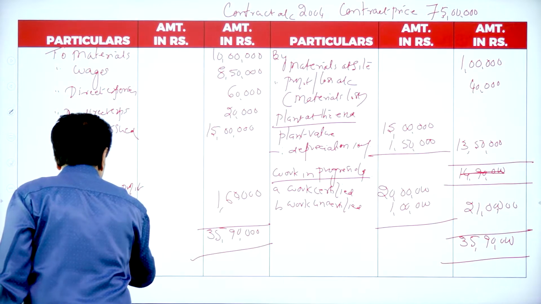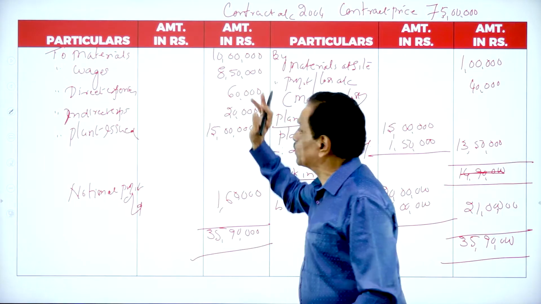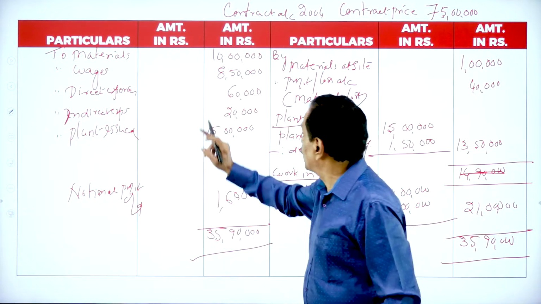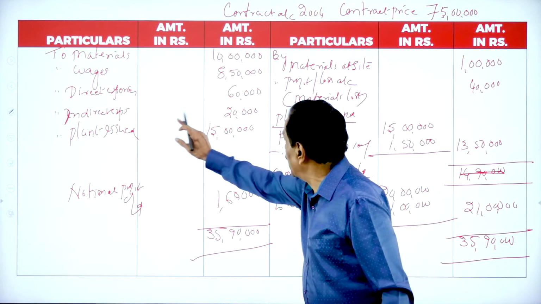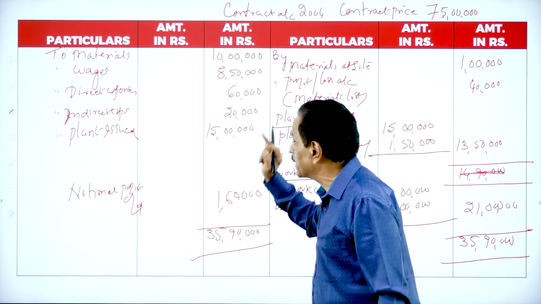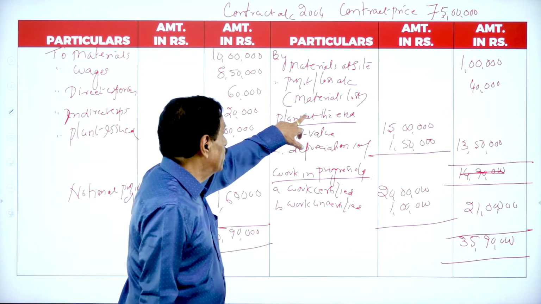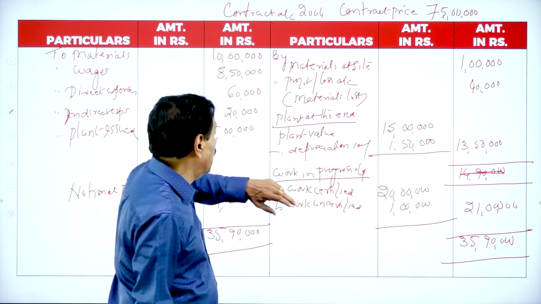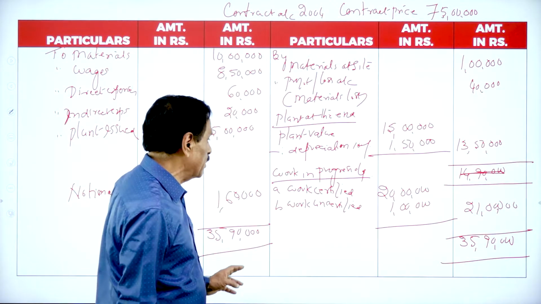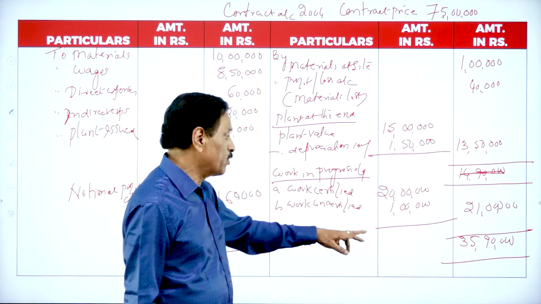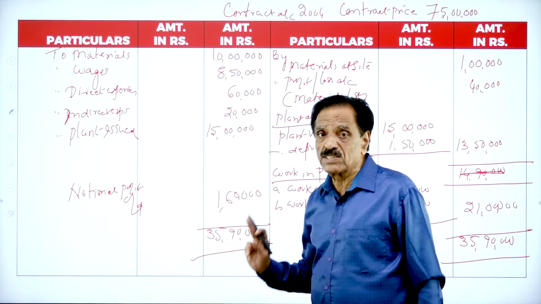Notional profit carried down. I will explain. Your material is 10 lakh, direct expenditure. Your wages is 8,50,000, a direct expenditure. Your direct expenses and indirect expenditure, plant issued is 15 lakh. Material at site 1 lakh. By profit and loss account, loss is 40,000. Plant at the end 13,50,000. Work certified is 20 lakh. Uncertified is 1 lakh. Totally 35 lakh 90,000. Difference will work out 1,60,000.